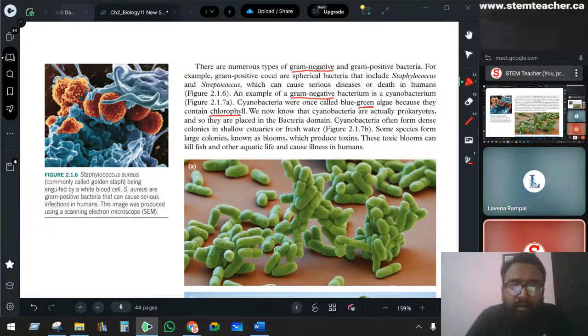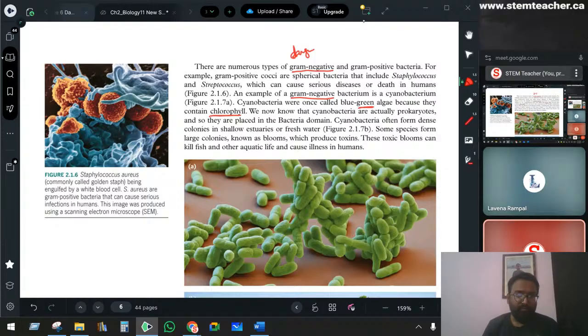Now we know cyanobacteria are actually prokaryotes, and so they are placed in the bacteria domain. The cyanobacteria often form dense colonies in shallow estuaries or freshwater. Some species form large colonies known as blooms, which produce toxins. These toxic blooms can kill fish or other aquatic life and cause illness in humans. So gram negative bacteria are dangerous, and sometimes these can kill humans also.